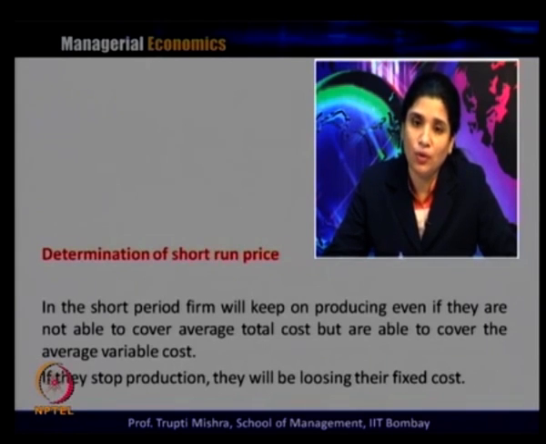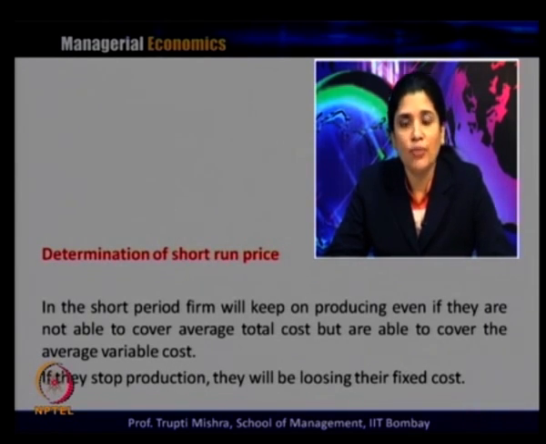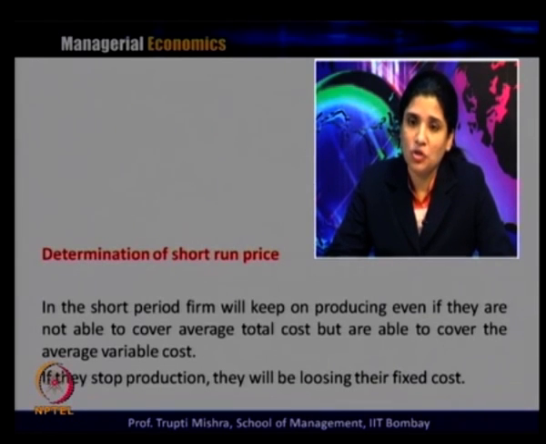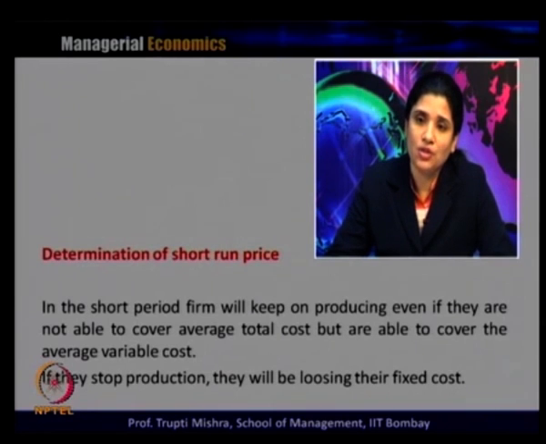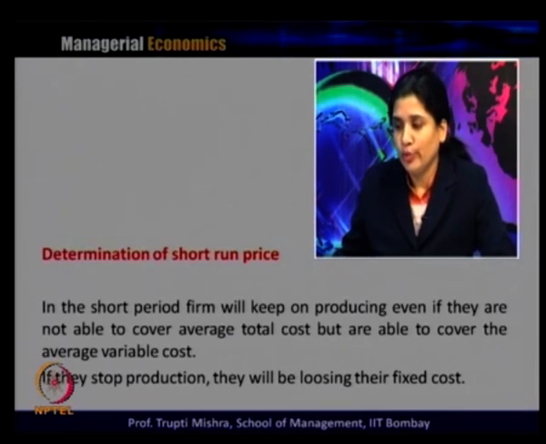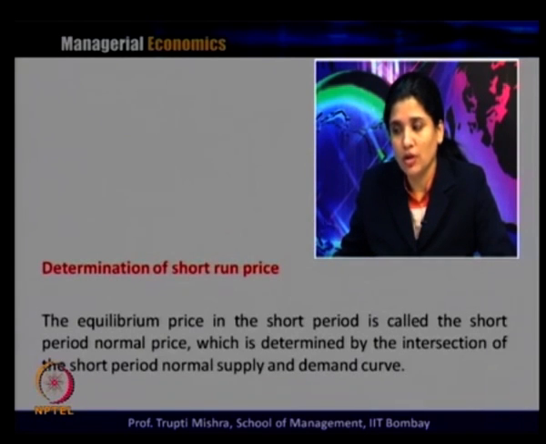So, in the short run, generally the firm keeps on producing even if they are not able to cover the average total cost, but are able to cover the average variable cost. But if they stop production, they will be losing their fixed cost, and that is the reason they always evaluate which one is more profitable, whether to stop the production or whether to continue.